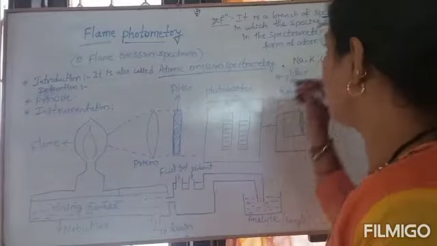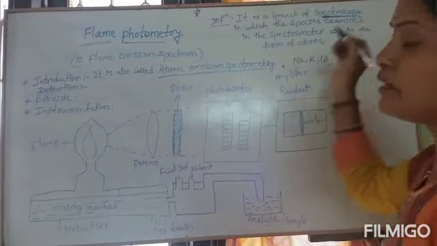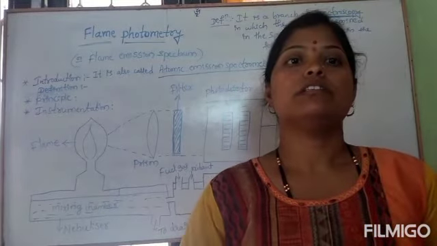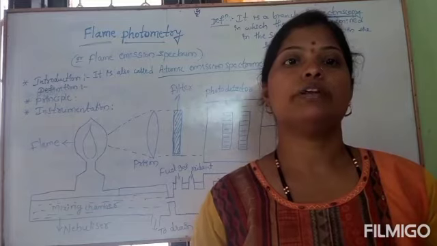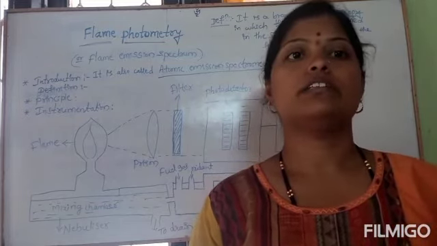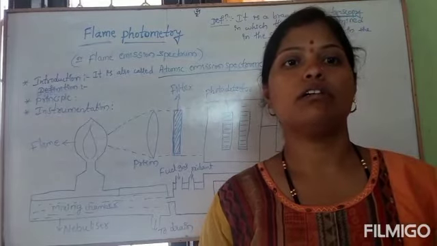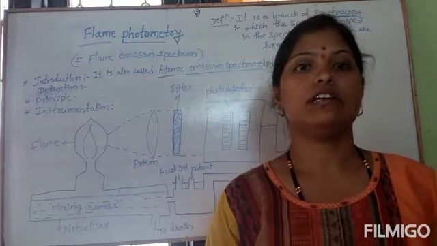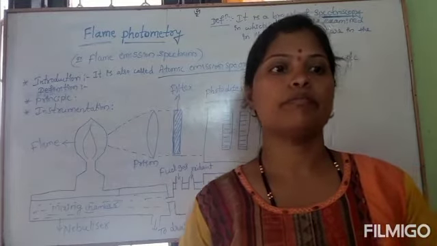So what is the meaning of spectroscopy? Spectroscopy is a branch of science concerned with the investigation and measurement of spectra produced when matter interacts with or emits electromagnetic radiation. That is called spectroscopy.